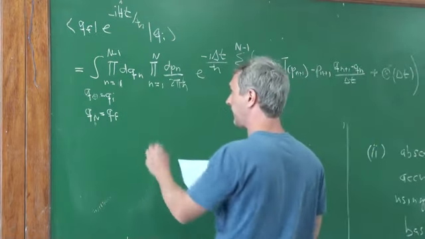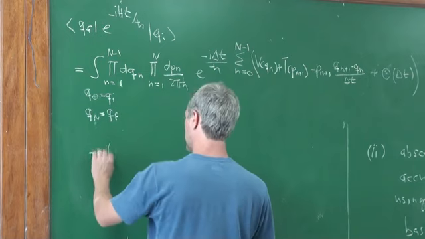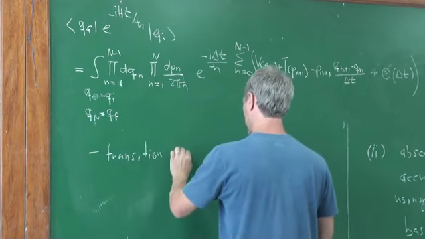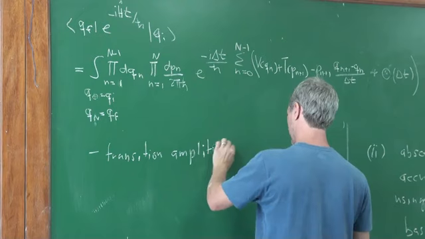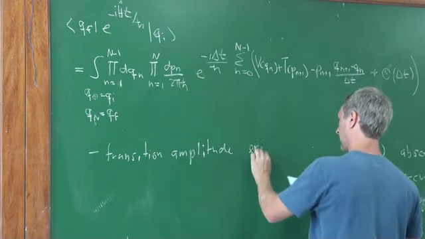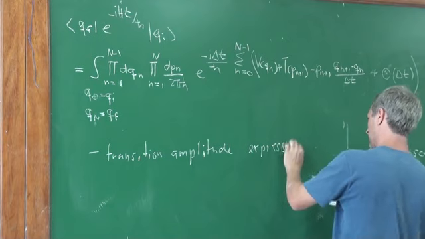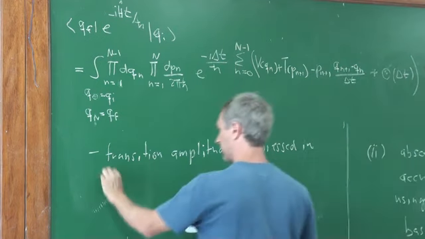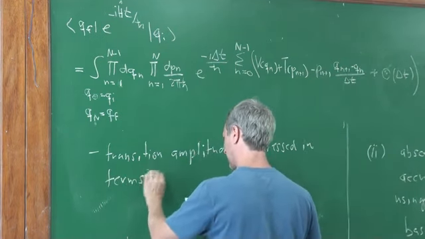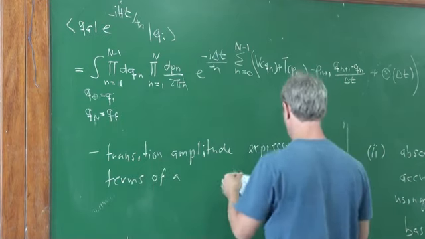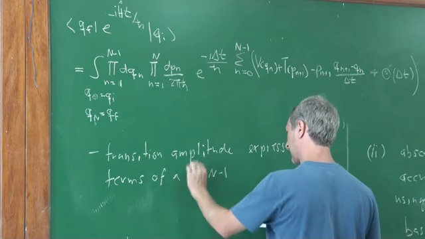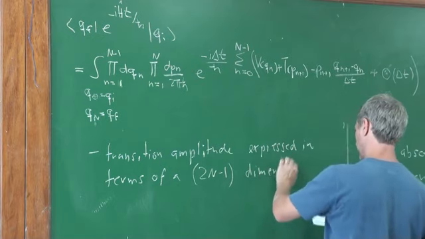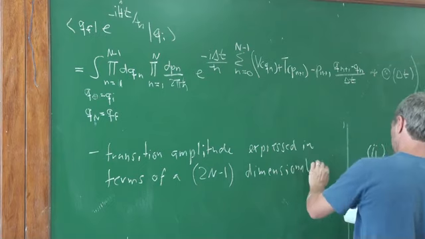So what we arrived at this moment is we represented the transition amplitude in terms of a high-dimensional integral, and actually you can specify what high-dimensional means. It's a 2n minus 1 dimensional integral.